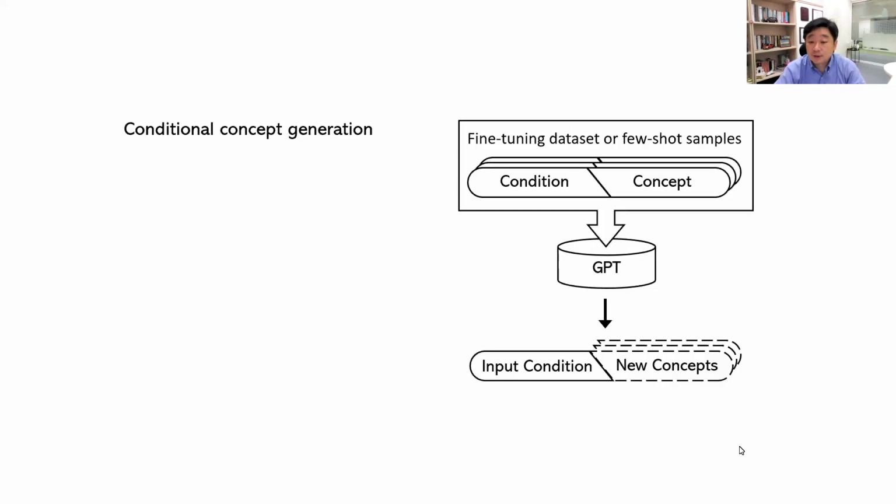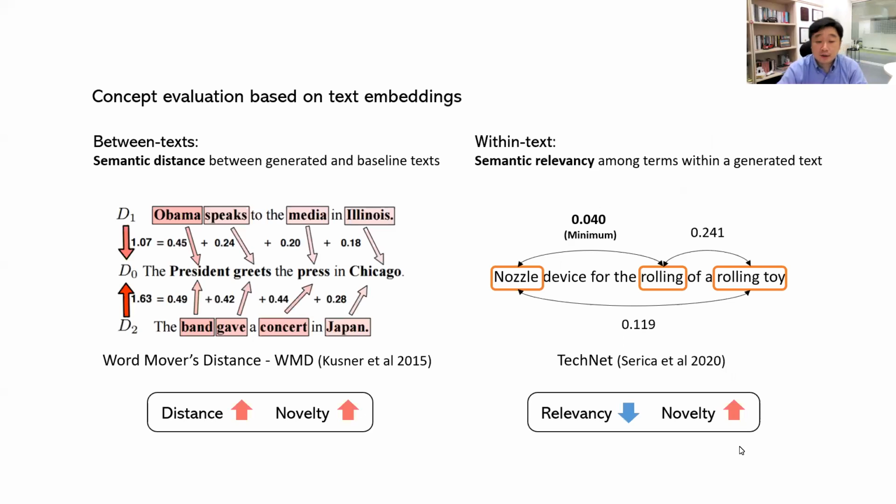So in this case, we need to create a data set for fine-tuning or future learning. The data set needs to contain condition and concept pairs, which embed the knowledge or the reasoning logic that we want GPT to follow for concept generation. After that, we provide a new input condition to the fine-tuned GPT model to generate new concepts. And the generated concepts in text form can be evaluated using text embeddings because they're presented in natural language.